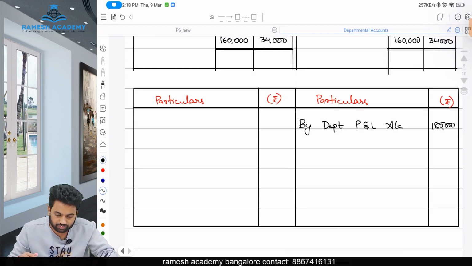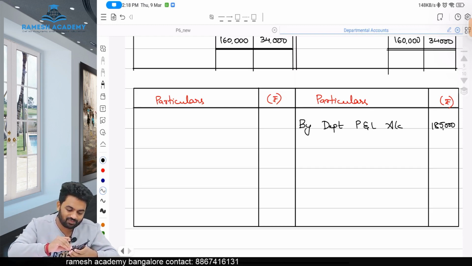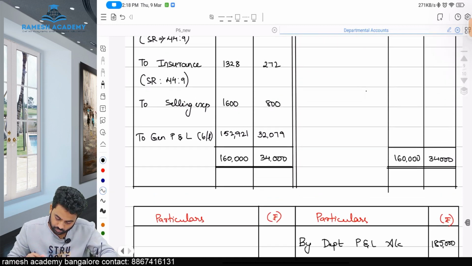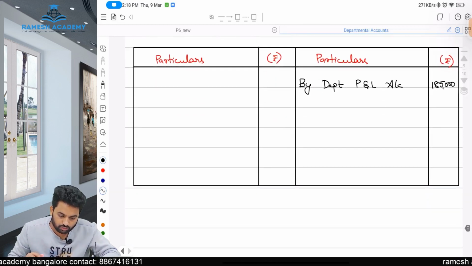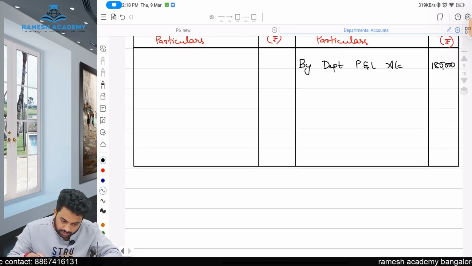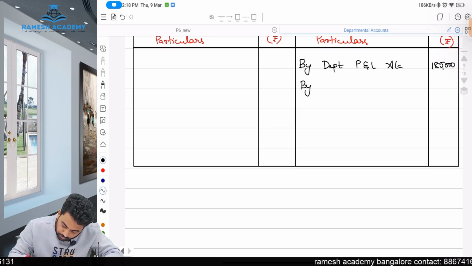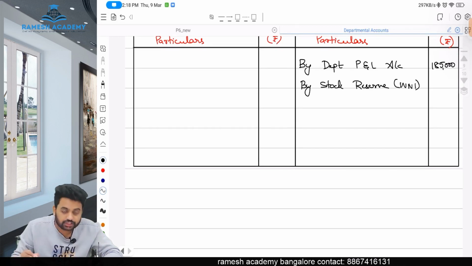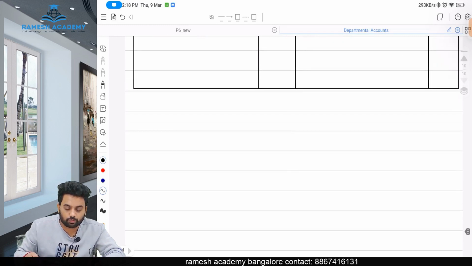Basically it is 185,000. Okay sir, 185,000. Now listen very carefully. We have to eliminate the stock reserves, right? Working note number 1. This you are eliminating from the stock reserve of the opening stock, right?